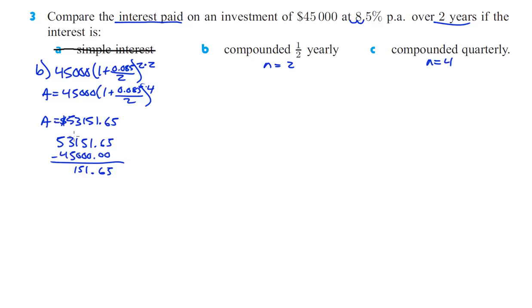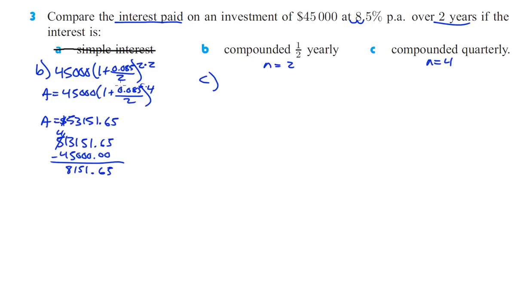And we end up with 5,1. Let's see, we got to borrow one from that, right? And we end up with $8,151.65 is the interest on part B. So let's find the interest on part C. So it's going to be the exact same setup. Everything's the same, except for now, instead of n being 2, now n is 4.